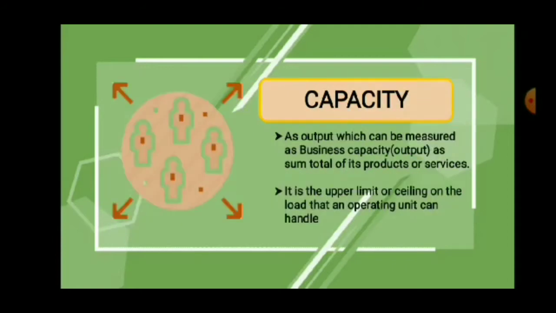So next is capacity. Capacity is output, which can be measured as business capacity, or output as the sum total of its products or services. Also, capacity is the upper limit or ceiling on the load that an operating unit can handle, like the number of physical units produced, for example, bottles produced per hour, or the number of services performed. The operating unit might be a plant, machine, store, or worker. Also, capacity includes equipment, space, and employee skills.